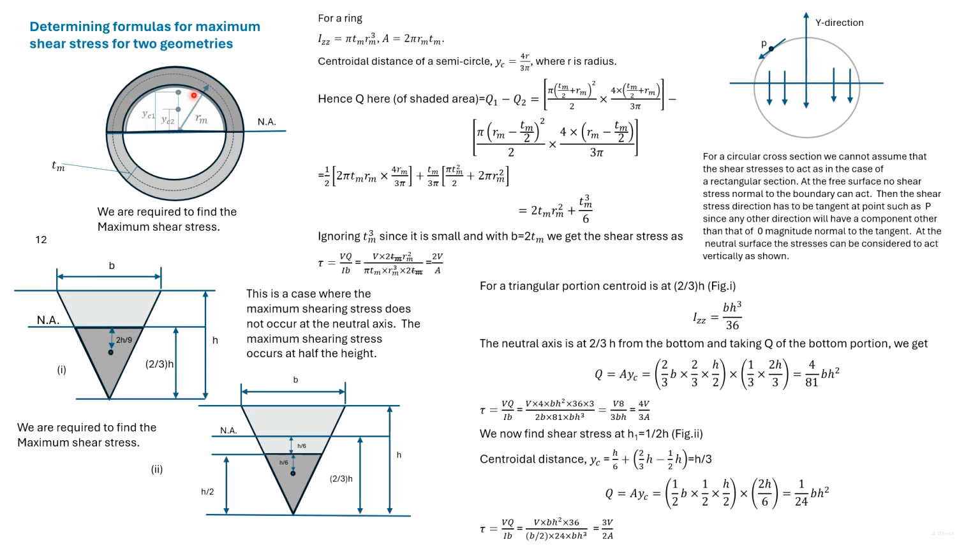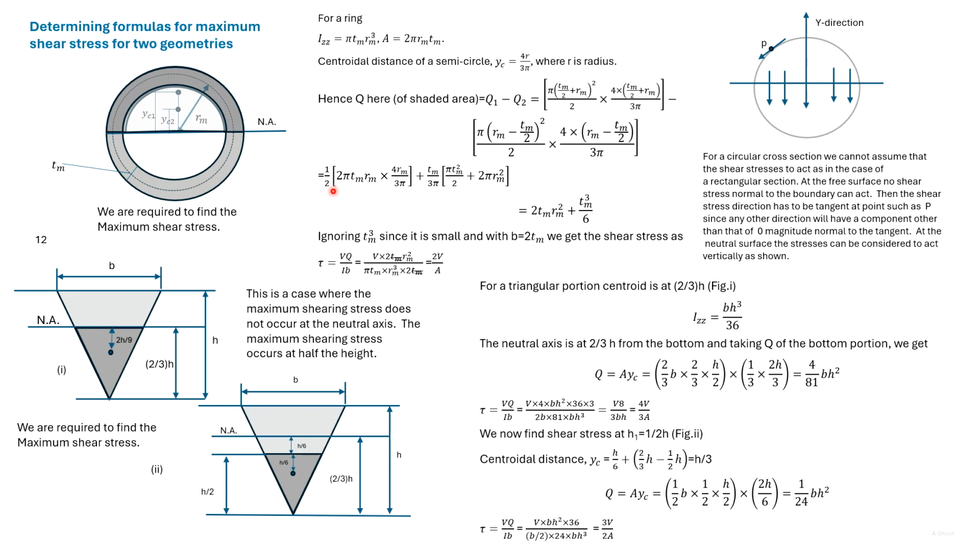For the inner circle, the radius is Rm minus Tm divided by 2. So here we have the Q of the smaller semicircle. The area is pi r squared by 2 and the centroidal distance is 4r by 3 pi. Multiplying and subtracting, we get this expression for Q. So this is the Q of the shaded area.